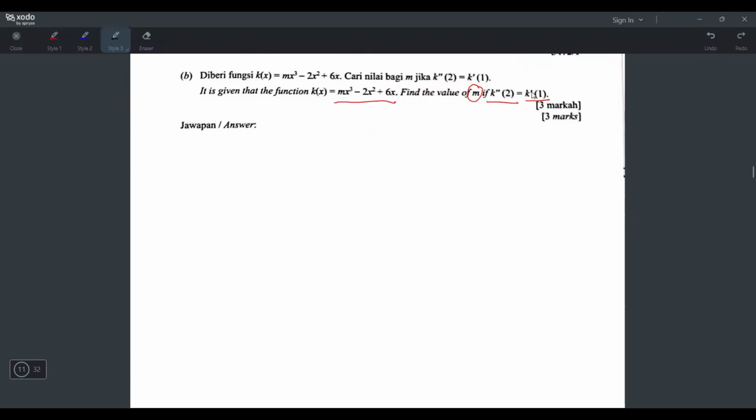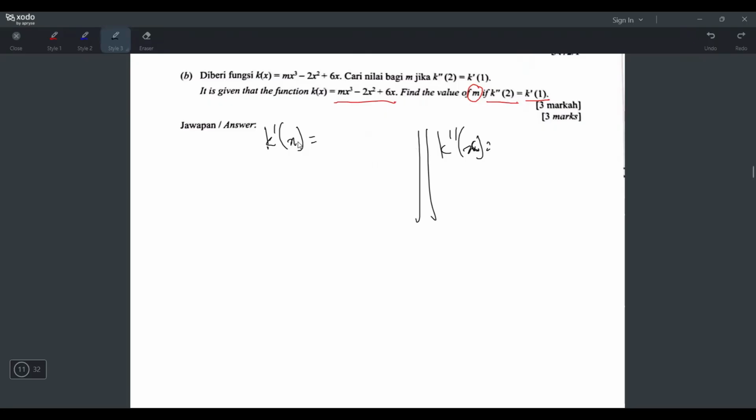I'm not going to find k prime 1 first. I will try to find k prime x first. Because this is k(x), right? So I'll find k prime x first, and only after I differentiate, I sub the 1 inside k prime x. Understand? Because the 1 you sub after you differentiate, not before. If you sub the 1 here, you will not get k prime 1. You will just get k(1). Logic, right? And same with k double prime 2. I will not try to find k double prime 2. I will try to find k double prime x. So now I'll find these both first, and afterwards only you sub in the 1, 2.